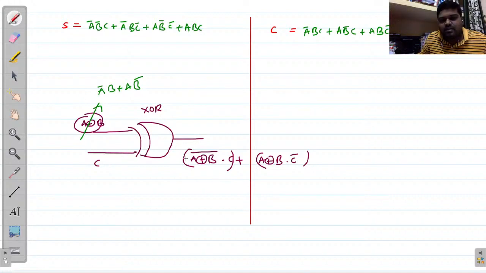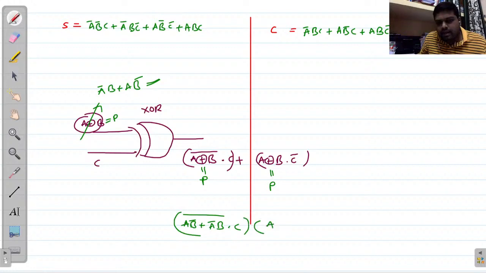In the same way, I am considering this entire A XOR B as P. So this is P bar and this is P. That means P bar into C and P into C bar, same as this XOR operation. Now you can simplify further. So I am writing here A B bar plus A bar B whole bar into C. This is one thing. And A B bar plus A bar B into C bar.